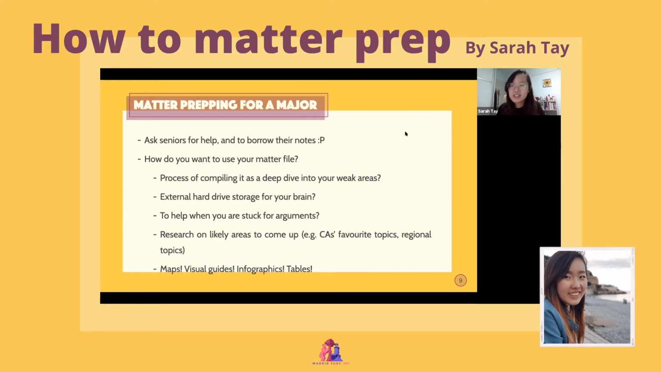A fourth area that you can use the meta prep is if you want to research likely areas to come up, for example, CA's favorite topics or regional topics. This is something where I think it's more common for lots of people to say they have done. And in my opinion, if you're going to do it, you might as well write it out or print it out and put it in a meta file, right? So that would be, for example, looking through CA's old motions and coming up with trends of what they are likely to set.